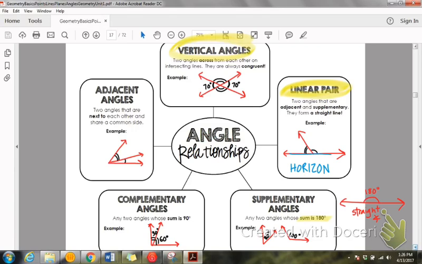Meaning if this is a straight line, I can draw like a sunset coming up. They make a straight line. Sometimes that's helpful for students, sometimes it's not. Okay, but together they make 180 degrees.